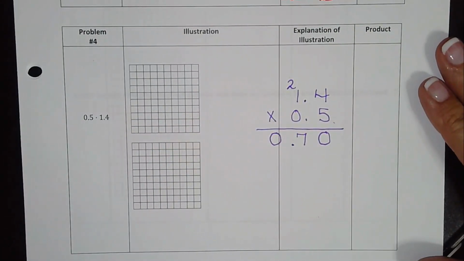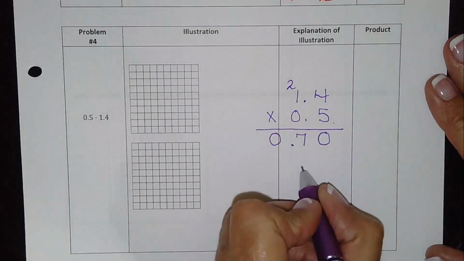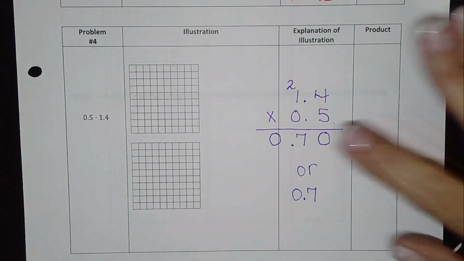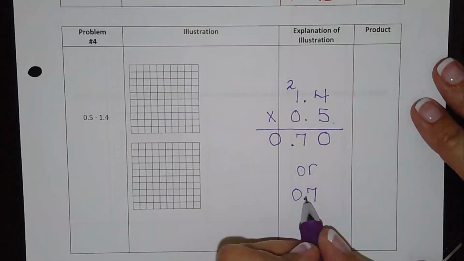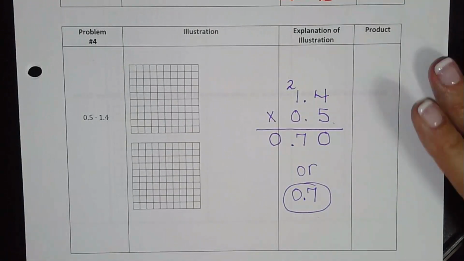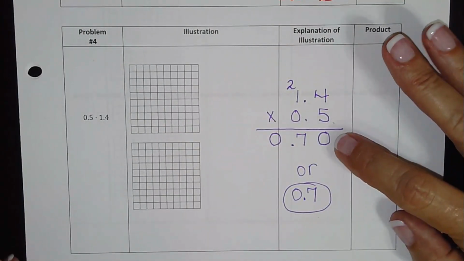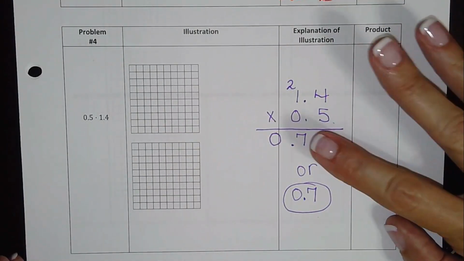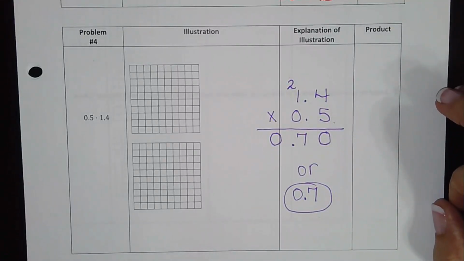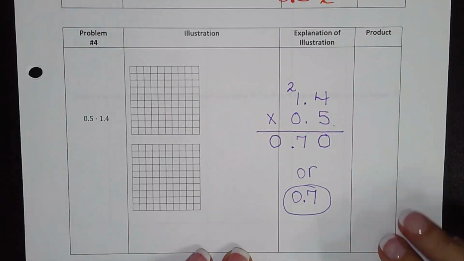So you could write that as 0.70 or 0.7. So any zeros on the end can be left off from your final answer. Either one's correct, but just so you know that zeros at the end after a decimal place do not have to be written. So pretty easy stuff, right?